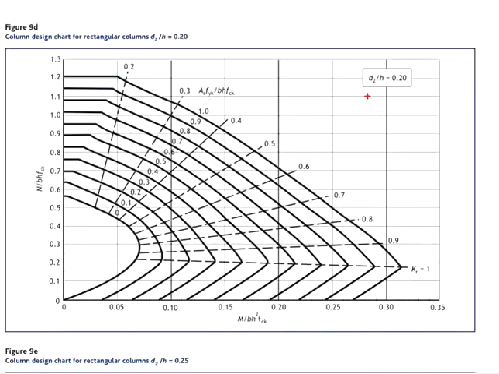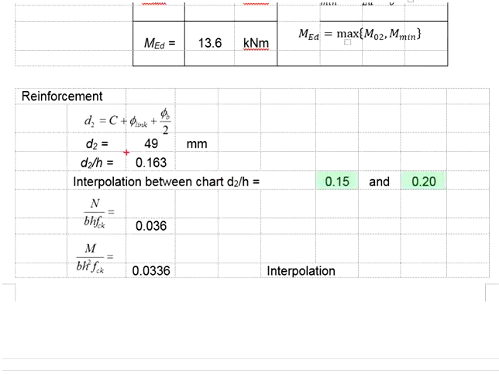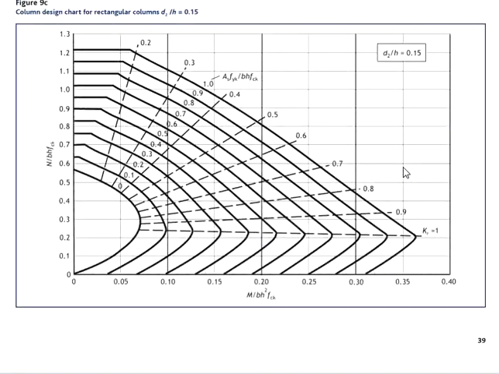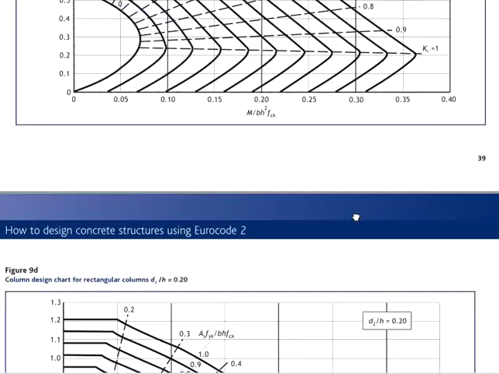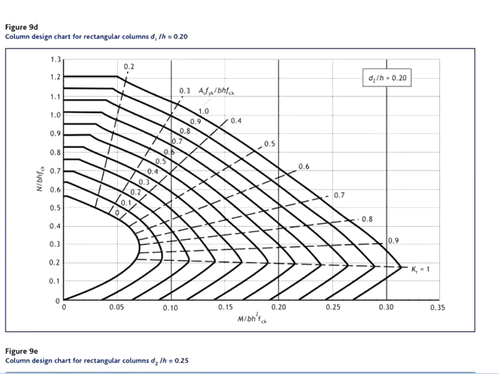Now if you refer to the chart, you have the chart d2 per h equals to 0.15 and d2 per h equals to 0.2. However, you don't have d2 per h equals to 0.163. That means you will have to refer to these two charts, get their values, and then do some interpolation.